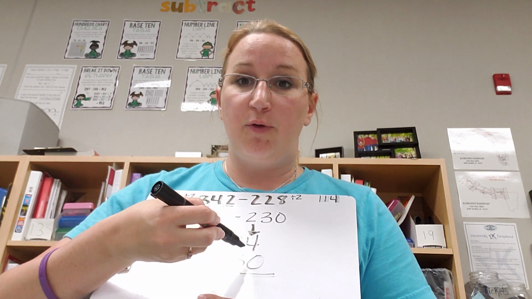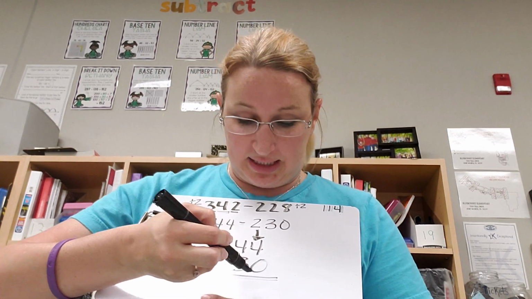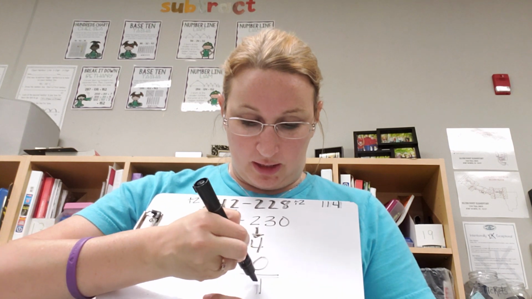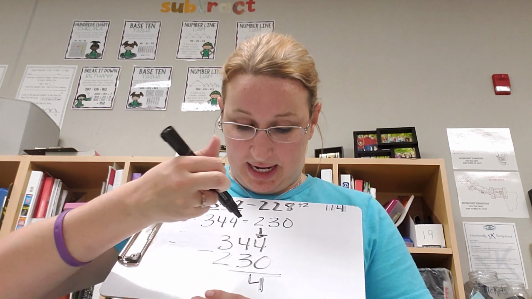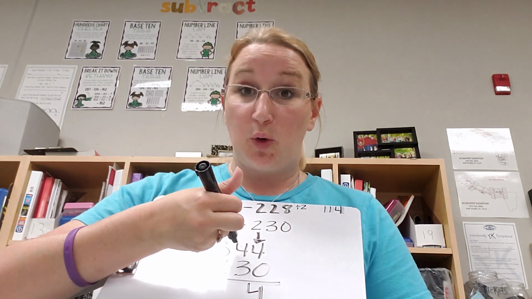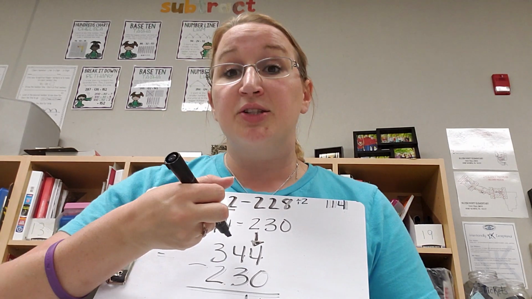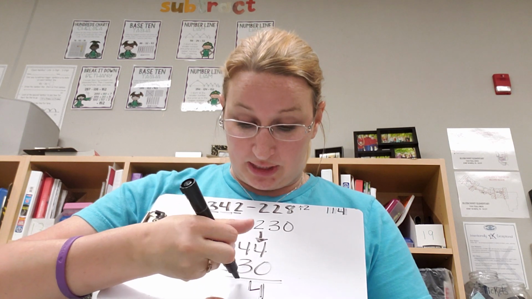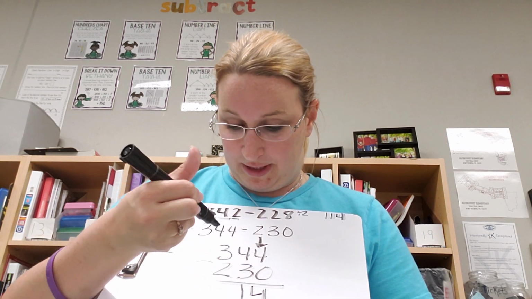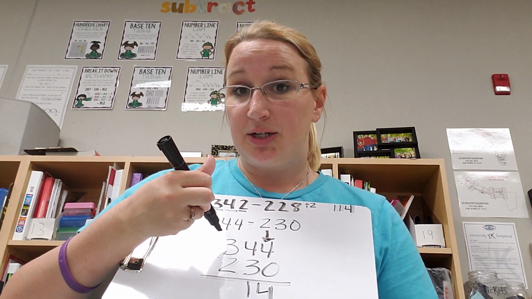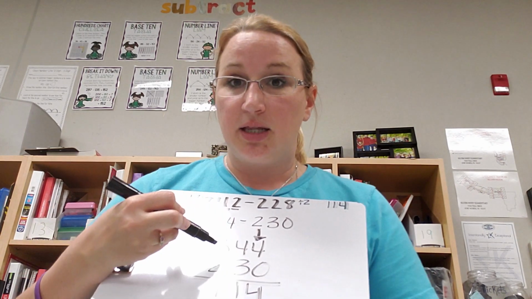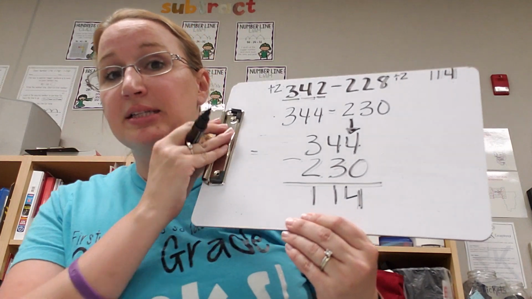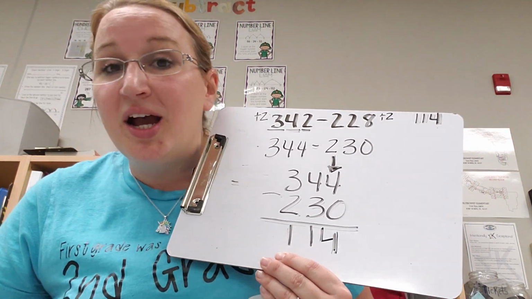4, if I have $4 and I spent none, I still have $4. If I have $4 and I spent 3, now I go to my tens place, $40, I apologize. It's $40 and I spend $30, I'll have 10 left. And if I have $300 and I spend $200, I'll have 100 left. And look, our answer is still the same: 114.